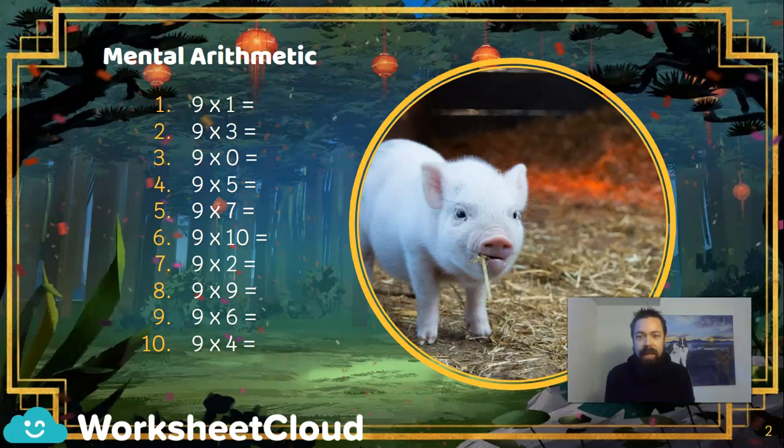So have a look at number 1. Anything times 1 is itself. And then number 3, anything times 0 is 0. But let's go through them. Number 1, 9 times 1 is 9. 9 times 3 is 27. 9 times 0 is 0. 9 times 5 is 45. 9 times 7 is 63. 9 times 10 is 90.